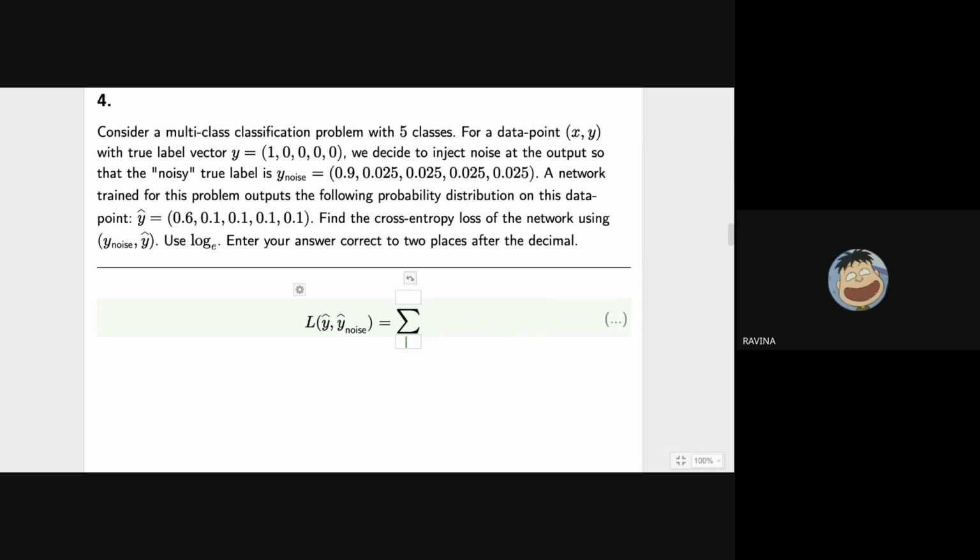Sigma, i equal to 1 to 5, minus... sorry, this is not y hat, right? There's no hat here. There's just y noise. So should I put y noise here or y hat here? What should I do? Is it y hat or y noise?